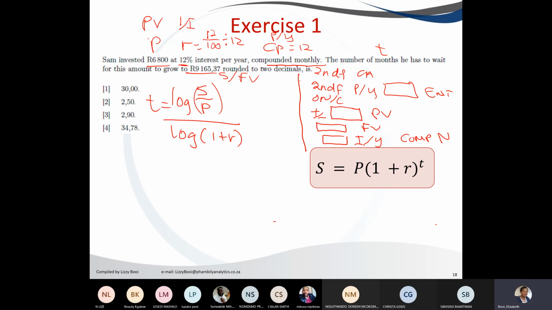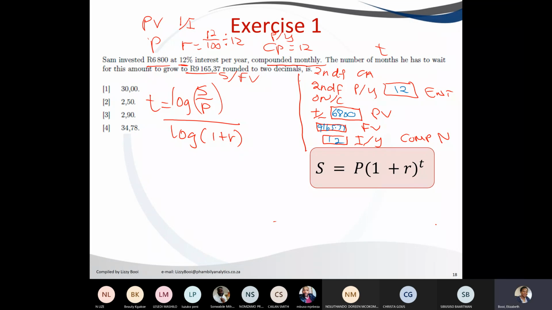I will start with those who are calculating with the financial calculator. So compounding periods, your steps will show 12 there. Your present value is 6,800. Your future value is 9,165.37. Your interest is 12. And you compute N. I don't know when you compute N, how much you get.